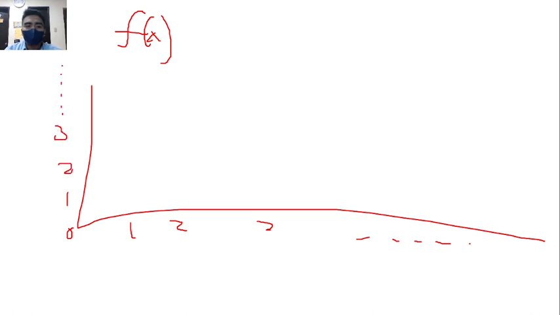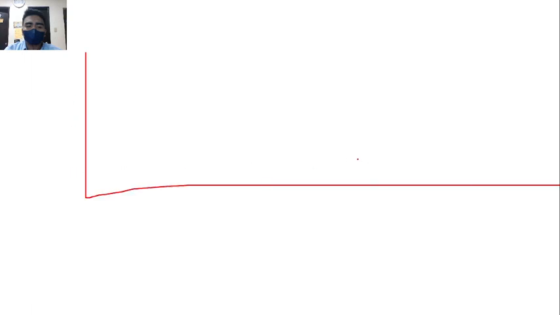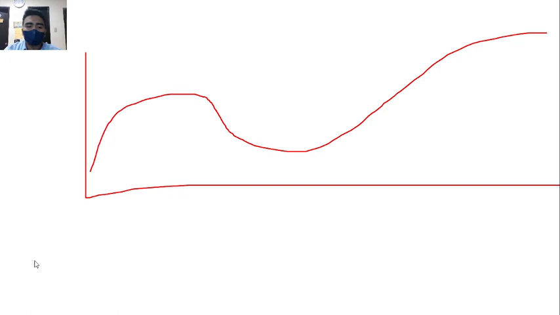Okay? Alright. So, let's just say your f of x is this graph. This is your f of x. I'm sorry. Let me erase this one. For example, this is your f of x. Then, inside that Cartesian plane, you have a graph, and that is your f of x.